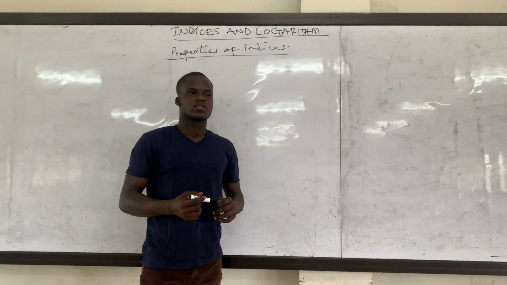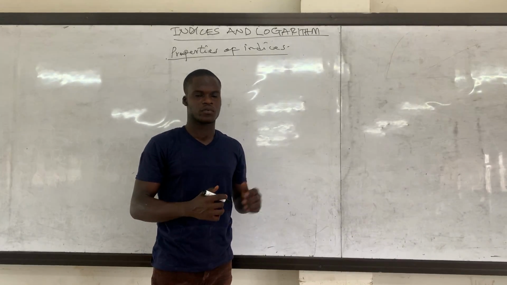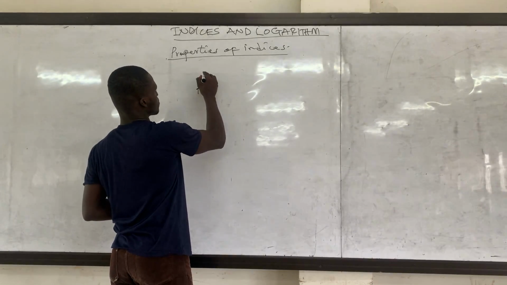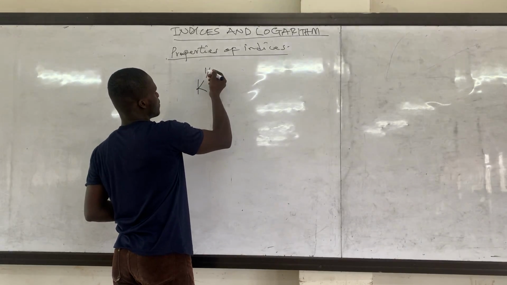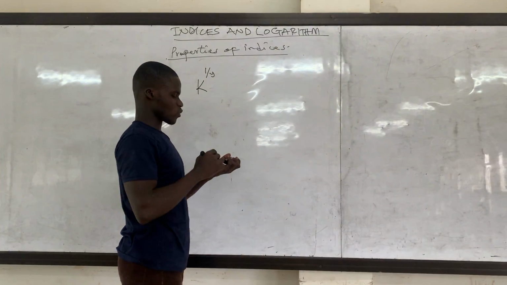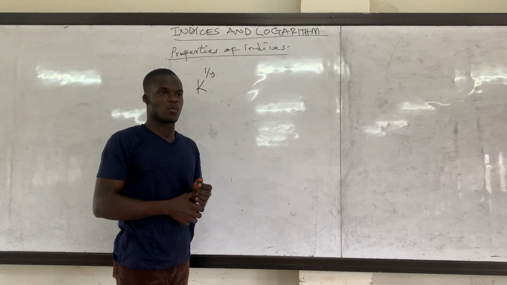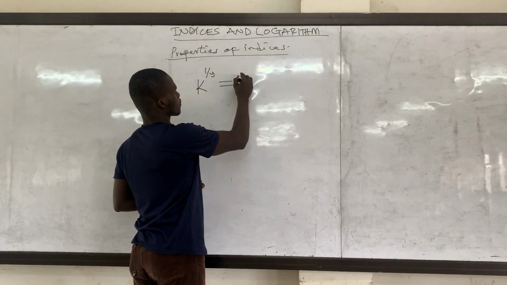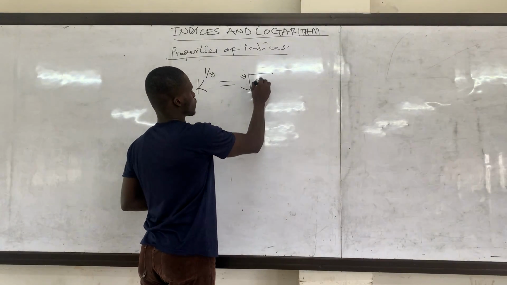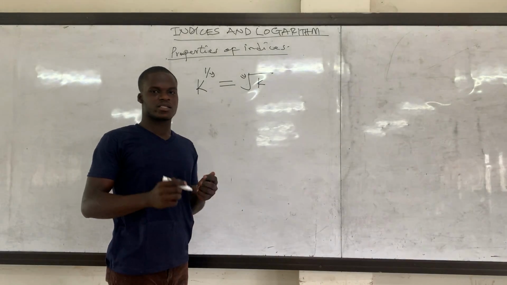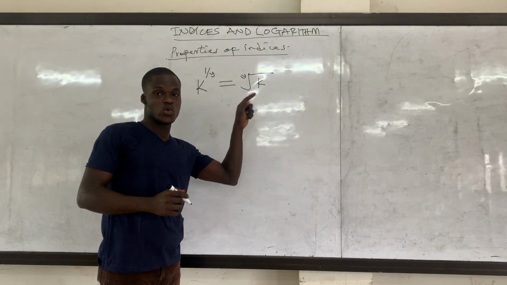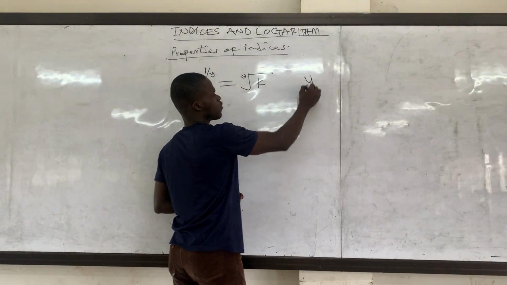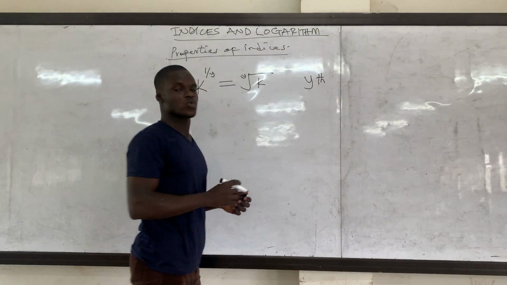Okay, so let's take a look at another property of indices. If we have something like k exponent 1 over y, according to indices, this is the same as, we read this as the yth root of k. That is, the yth root of k.